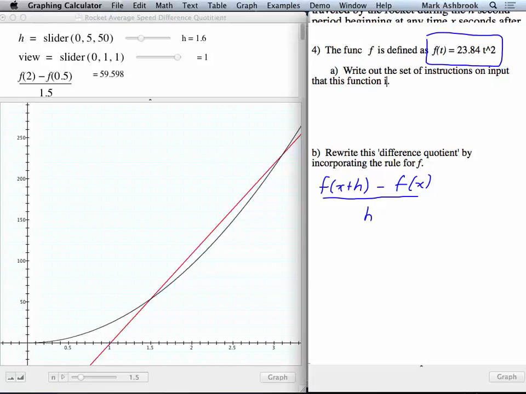Performs. Got it. The set of instructions on the input of this function performs. It performs a set of instructions, okay? It does something. Hooray. What? You're stuck. Get help.